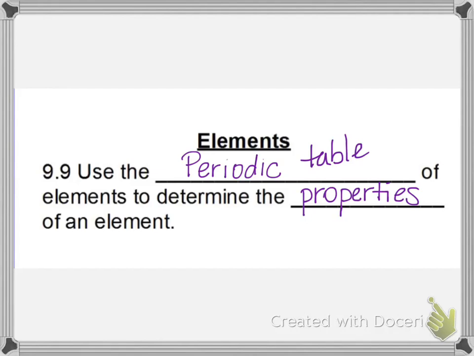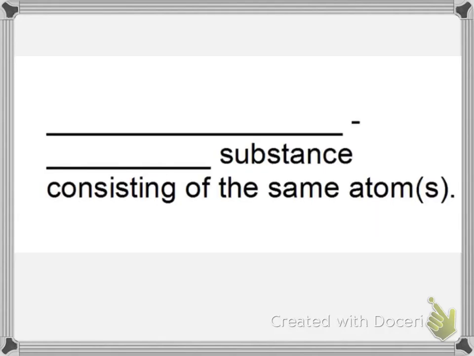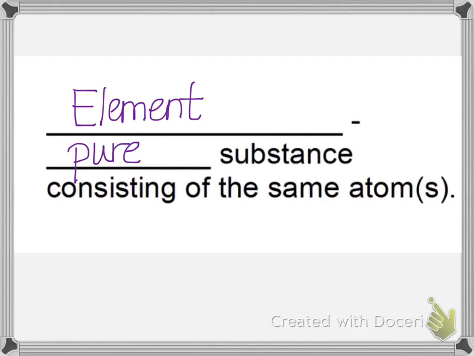Okay, so this is our big idea. This is our SPI that we need to be able to do when we completely finish with the standard. So first we're going to start with an introduction. So the first word we're going to define is an element. You need to know that an element is a pure substance consisting of the same type of atoms.